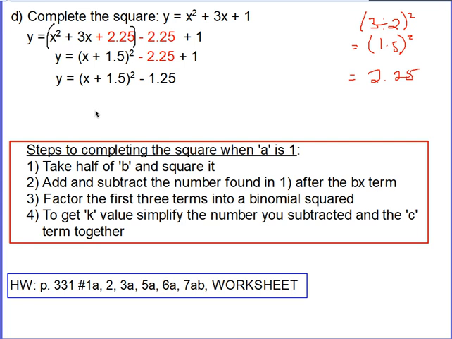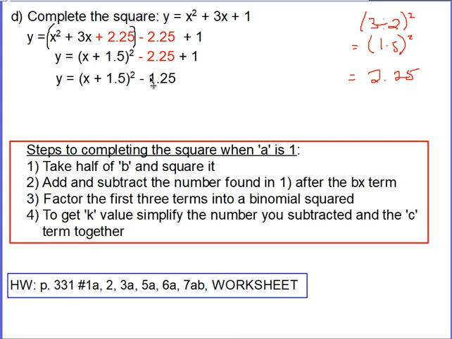So again, if you're the steps person, this is for you. You can almost use this as a guide to completing all these questions. Steps to completing the square when a is 1. You take half the b value and square it. Then you're going to add and subtract the number found in part 1 after the b term. So after the 3, which is the b term, plus that number minus that number. Great. Factor the first 3 terms into a binomial squared. Lovely.